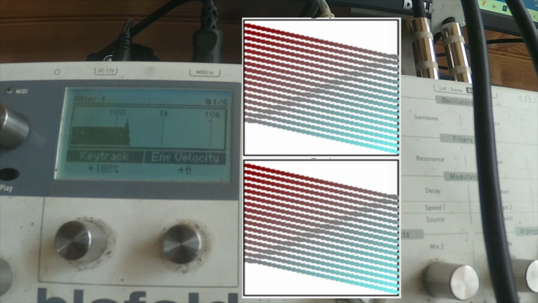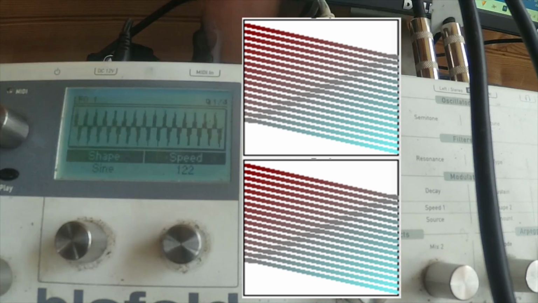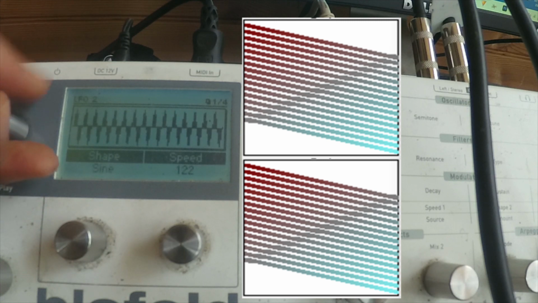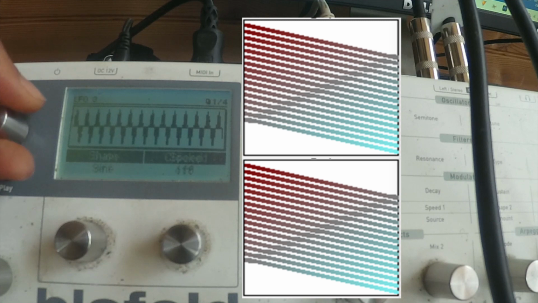Discuss the witchcraft behind it. Okay. Oops. Okay, so we have all three LFOs going on. LFO 1, 122, 100. Everything is key tracked. LFO 2 also 122 at 100% key tracking. LFO 3 is at 110.